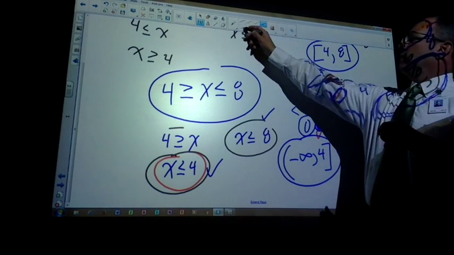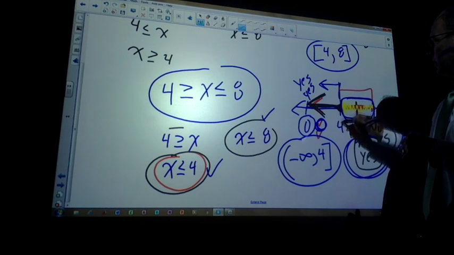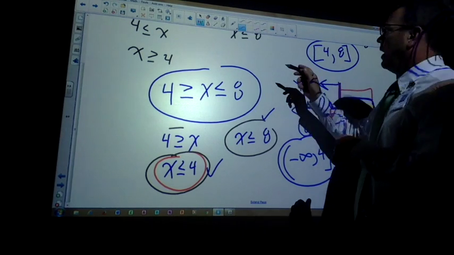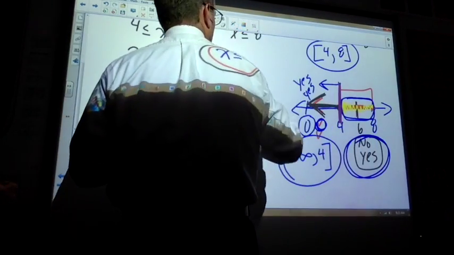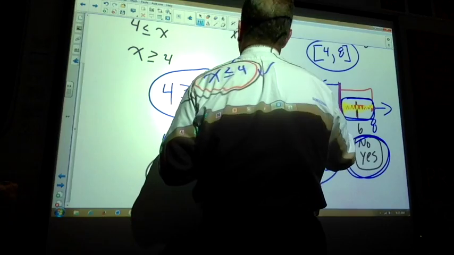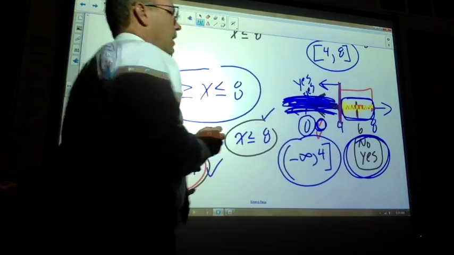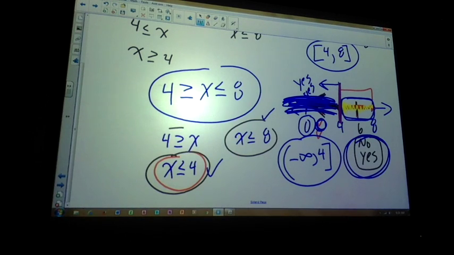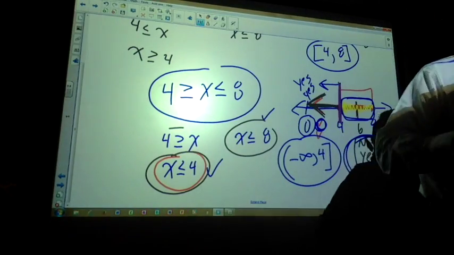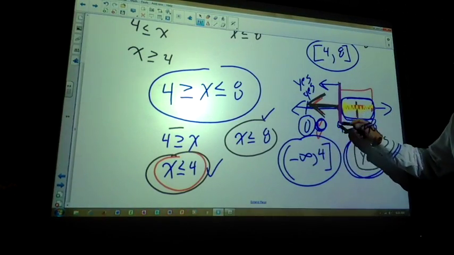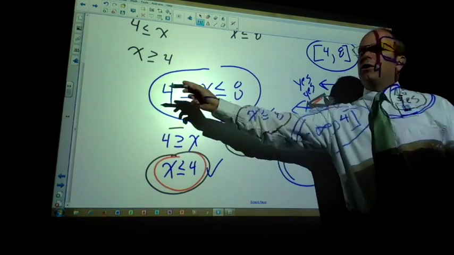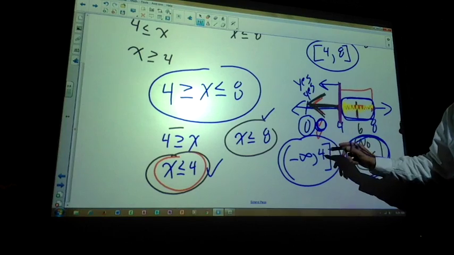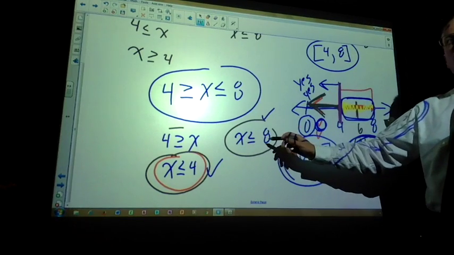So think about this. This region starting right here and going this way is where this works on this one and on this one. So again, the word "and" means both, correct? So where does my number line start working for both? Right here. So from negative infinity to 4, if I pick any number that's smaller than 4, all the way up to 4, this is a square bracket, it works here and it works here.